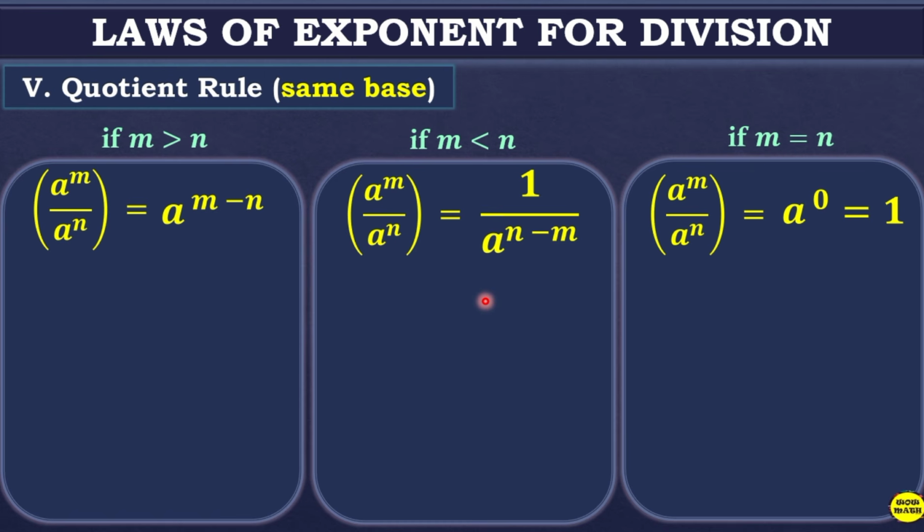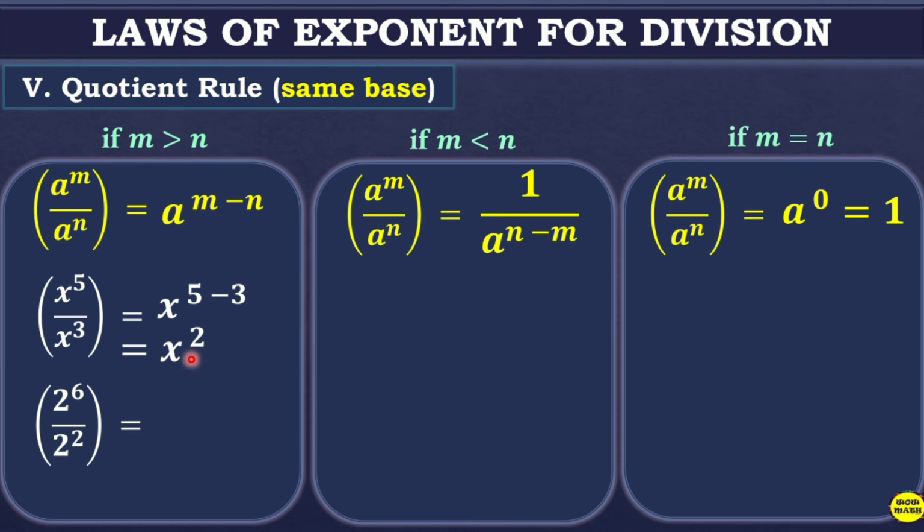Pag sa multiplication, ina-add natin ang exponents pag same base. Pag division, mina-minus. Let's have an example. Halimbawa ito, x raised to 5 over x raised to 3. Kapag ganito po, ima-minus lang po natin. 5 minus 3, ayan po. That's why we have x raised to 2.